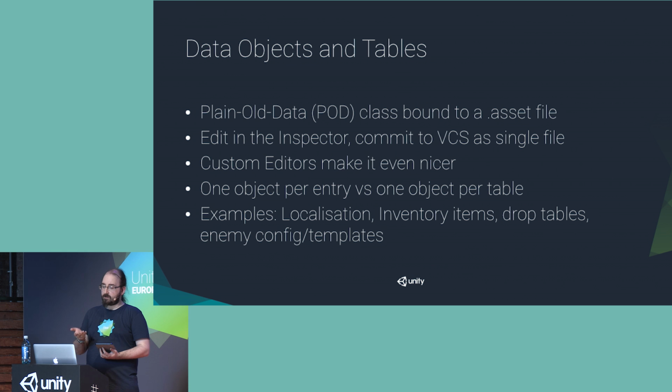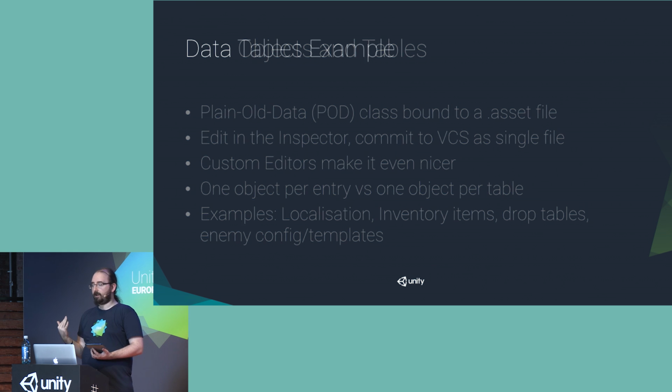So some examples of this: there's localization, inventory items, drop tables, enemy config and templates, pretty much any kind of thing where none of these things need to be in a physical location in a scene. None of them really do anything. They're just data, and they can just sit there, and they can just be assets in the project, and stay out of the way of everybody who's actually working on the scene, and just avoid that whole high contention area.